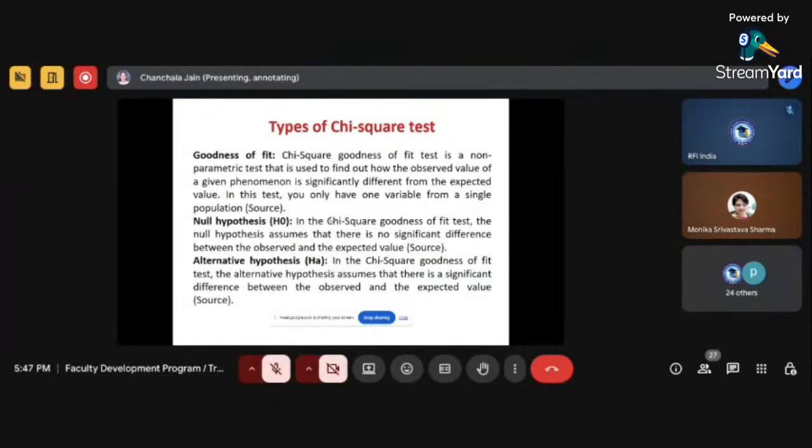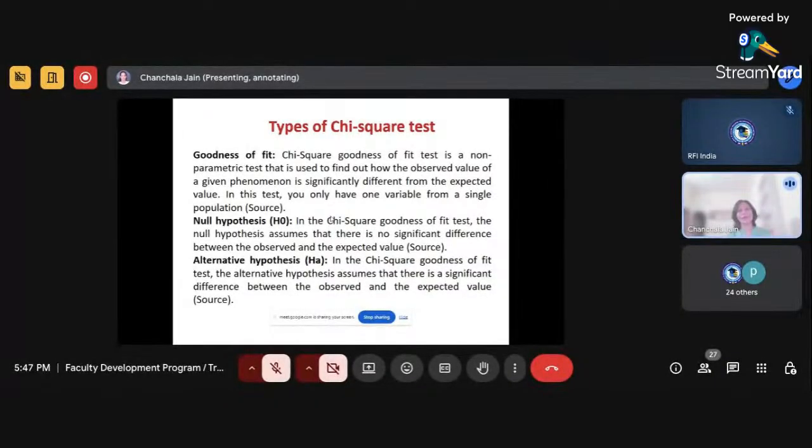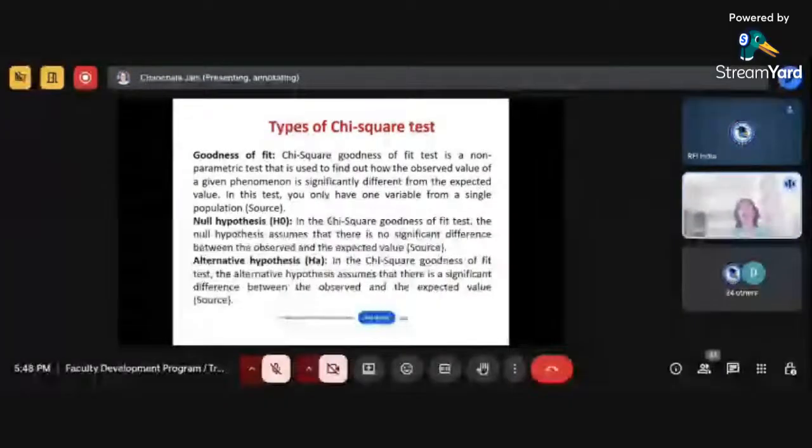Now talking about the types of chi-square test, as I said, generally there are two types of chi-square test. The first one is the goodness of fit. The goodness of fit chi-square test is also known as the one-way chi-square test. One-way chi-square test means what? Here we will have only a single categorical variable.